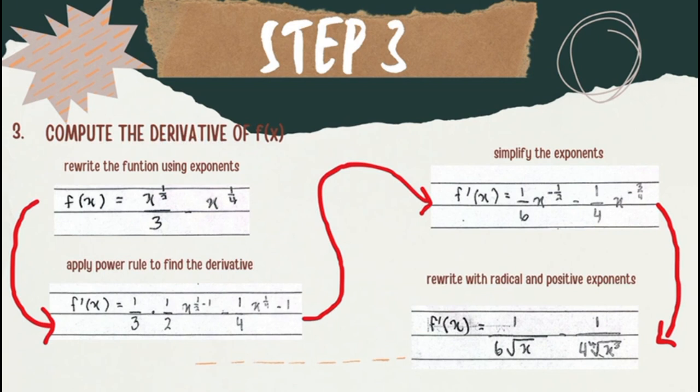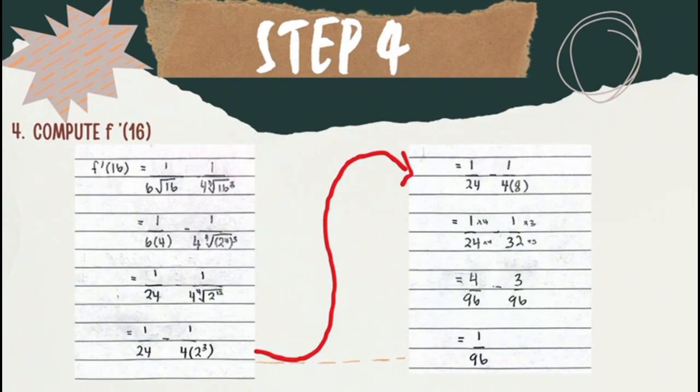Next, I rewrite with radical and positive exponent. So the final derivative is 1 over 6 square root of x minus 1 over 4 fourth root of x cubed. Step 4. Compute f prime 16.